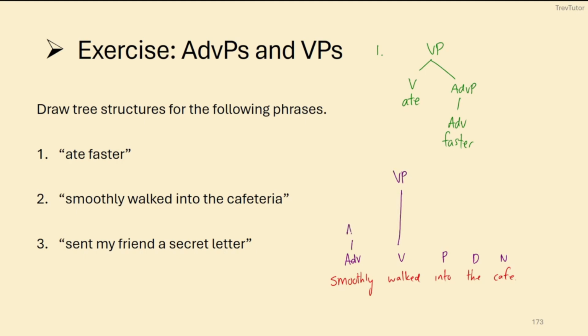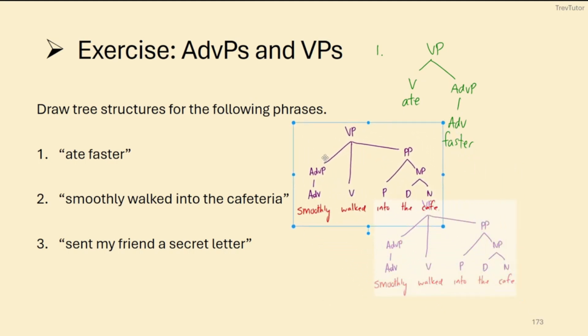The adverb needs to build up into an adverb phrase, and it's modifying the verb, so it's going to be under the VP. The cafe, well, the cafe is going to form a noun phrase with the determiner. The preposition into will form a prepositional phrase and take the noun phrase as its complement, and then into the cafeteria is describing how or where the walking happened, so that's going to be underneath the verb phrase as well. So that's how we can draw a little tree structure for smoothly walked into the cafeteria.